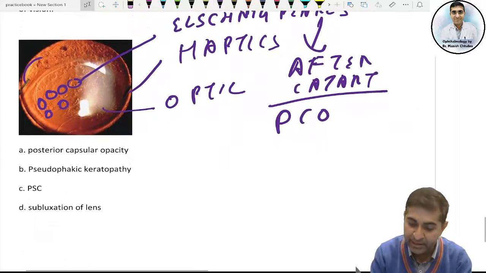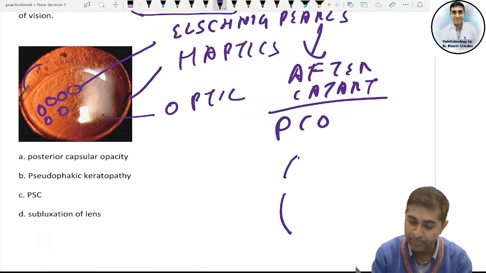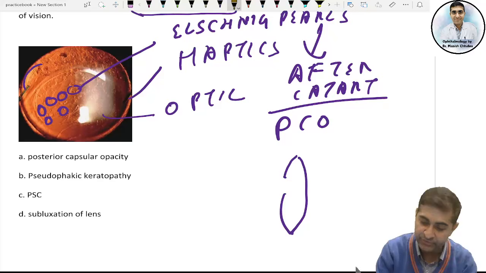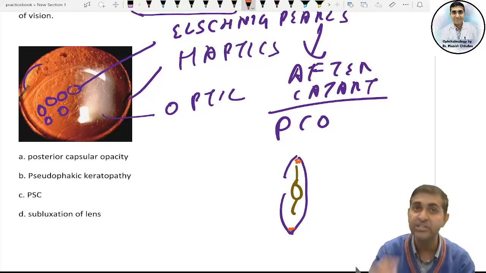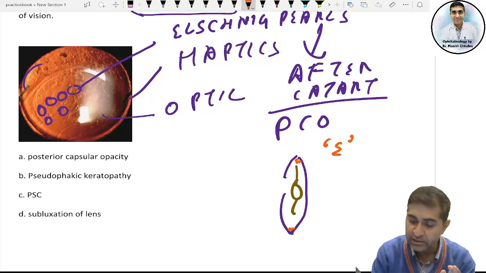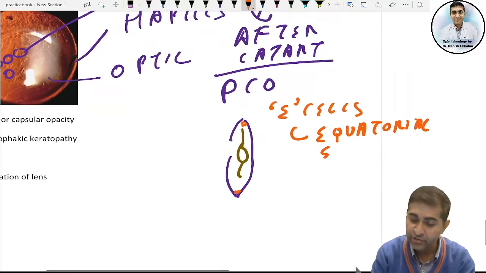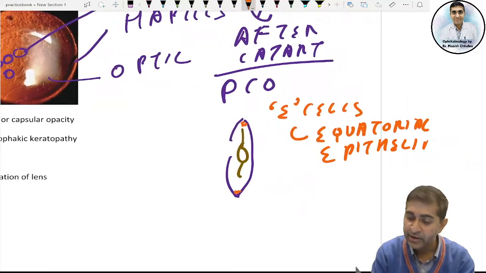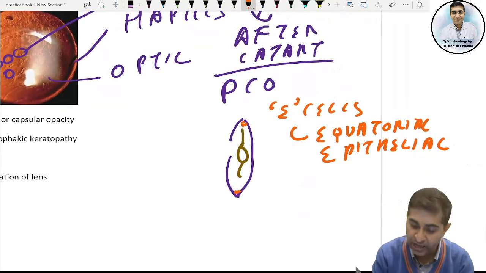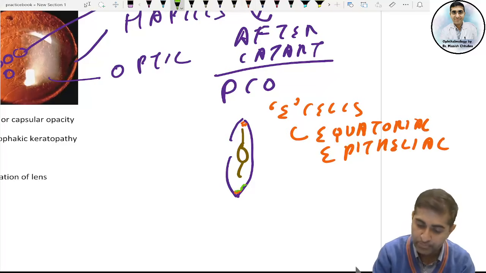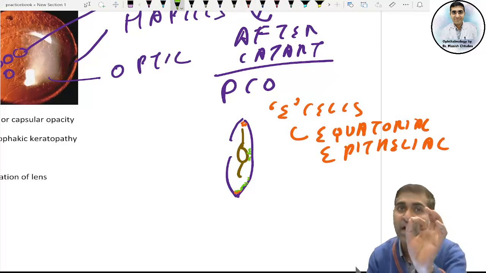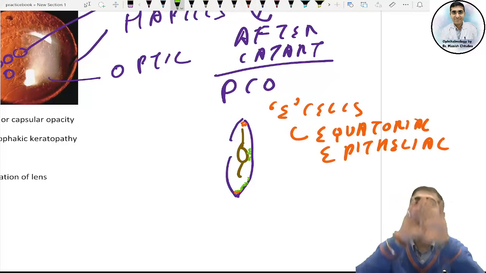So suppose I have operated the patient and implanted the artificial IOL. There are some E cells. What are these E cells? These are equatorial epithelial cells which lie at the equator. When you implant the artificial IOL, they will crawl back and start getting deposited between the posterior part of the optic and the posterior capsule. Then they will start to proliferate.